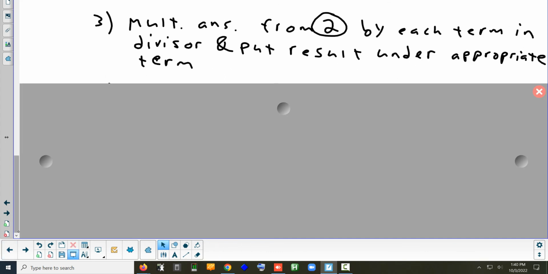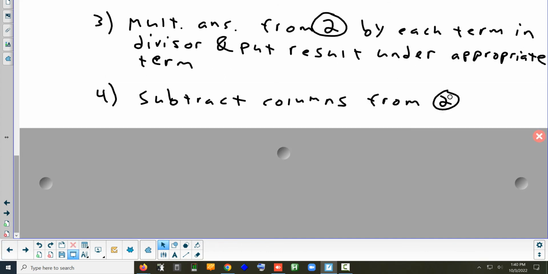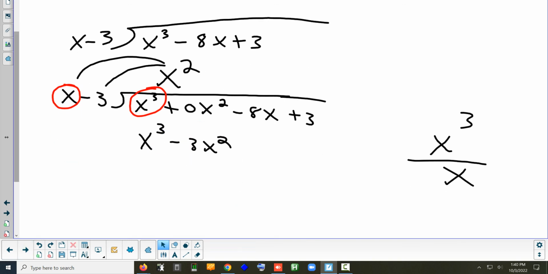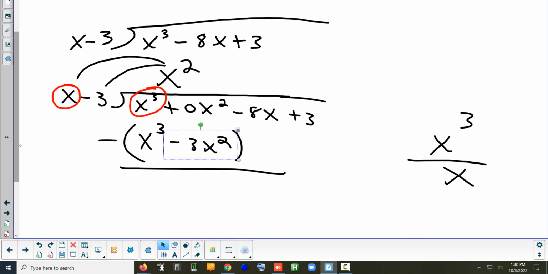Okay, the next step is to subtract. So you're going to subtract the columns from the last step. The way I like to write subtraction is I go like this. Minus, and put that whole thing in parentheses so you remember to subtract both of them. And now we do the subtraction vertically because that's how the like terms are lined up.